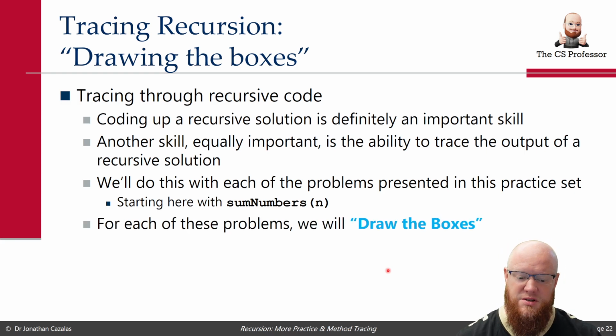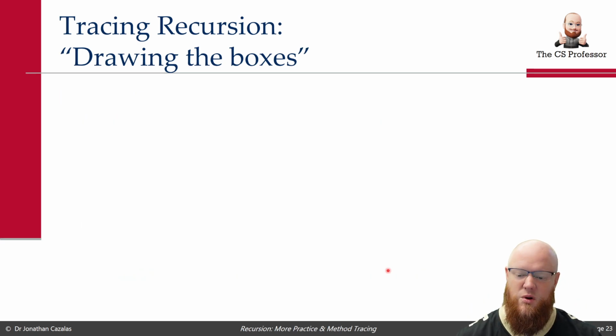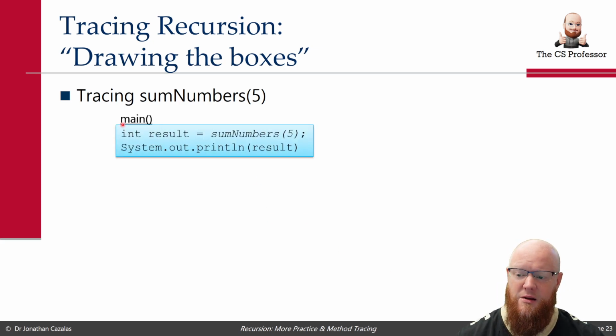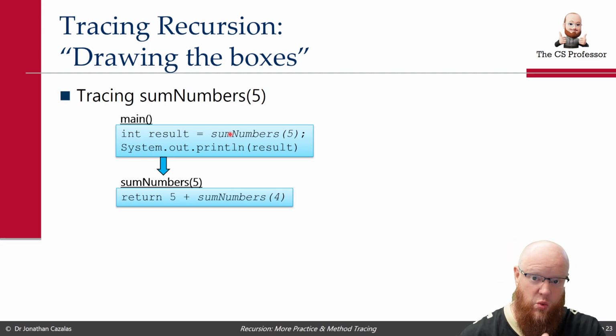So starting with sum numbers of n, we want to draw up the boxes, and you'll see what I mean by this. We're going to trace through the entire recursion. So tracing the sum numbers of 5, here's our main method that is opened up on the stack. It's currently the only method open on the stack. And we say int result equals sum numbers of 5, and then we're going to print the actual result. So what happens here inside this main method? We see here on the very first line of code, we call sum numbers of 5. So now main is on pause, and program control comes to this method that opened up on the stack on top of main. So main's just waiting for the answer.